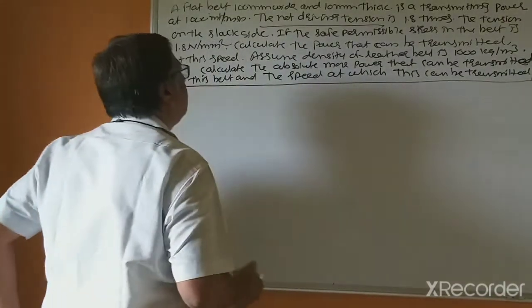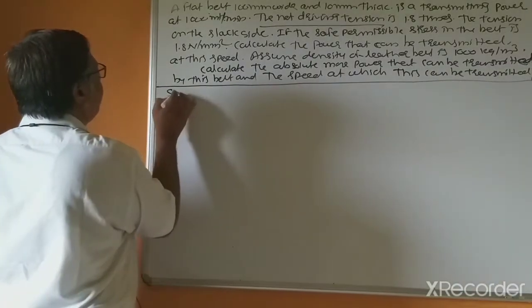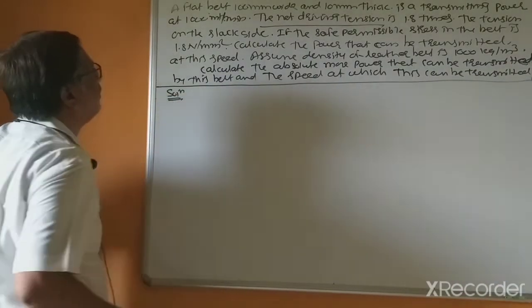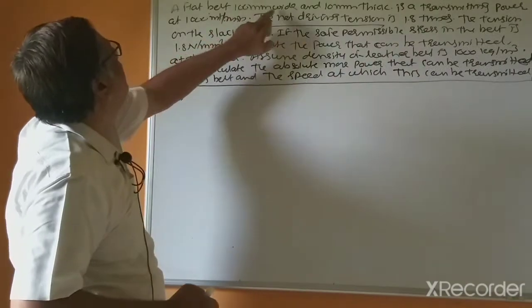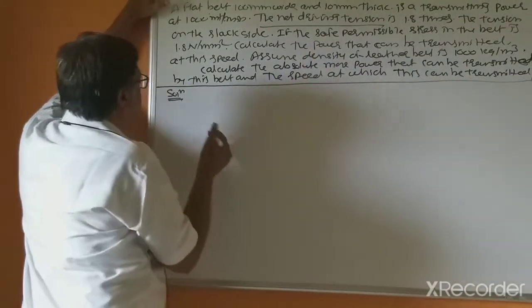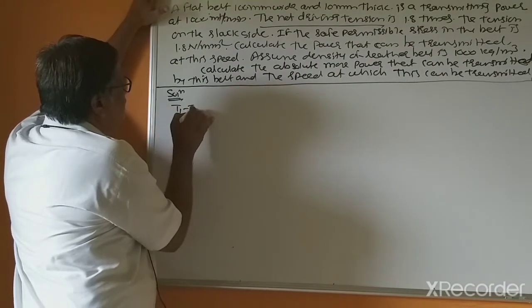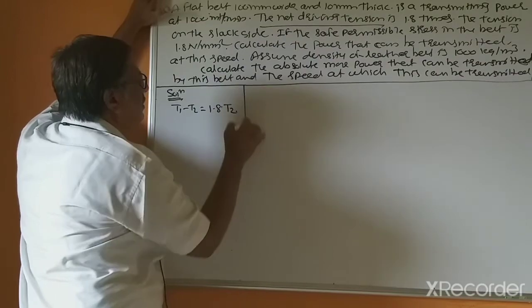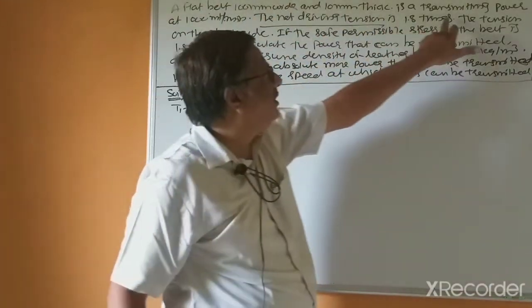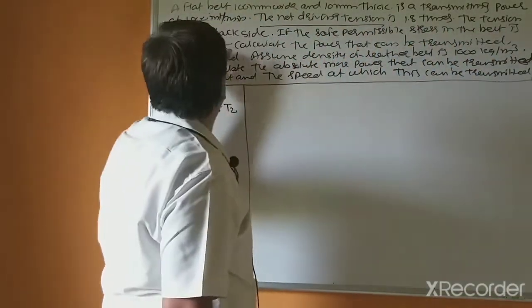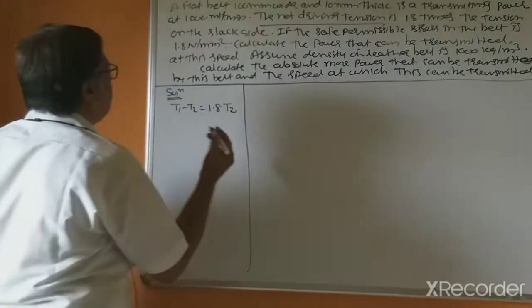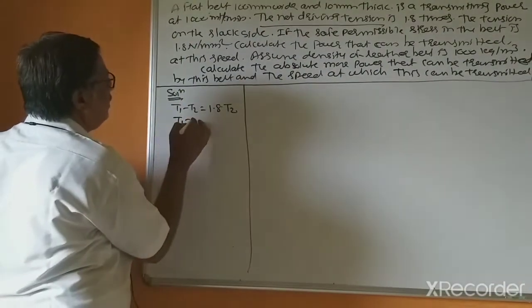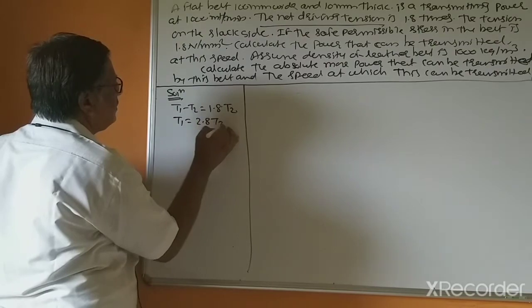Solution. 100 mm wide, this net tension means T1 minus T2 equal to 1/8 times T2. So this is 1/8 times than the tensions in the slack side. So that's why T1 equal to 2.8 times T2.